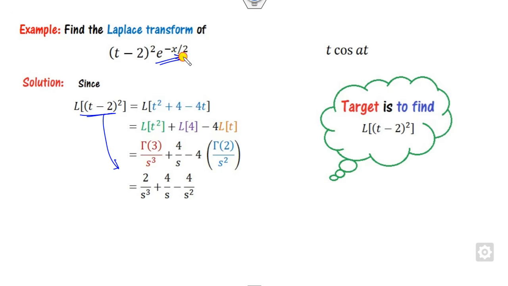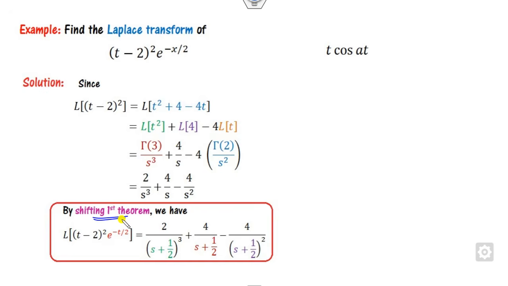Now what you can do is simply replace s with s minus a. That is, you can replace s with s plus 1 by using the shifting first theorem. Wherever s is present, you can simply replace it here. How can you solve this problem?